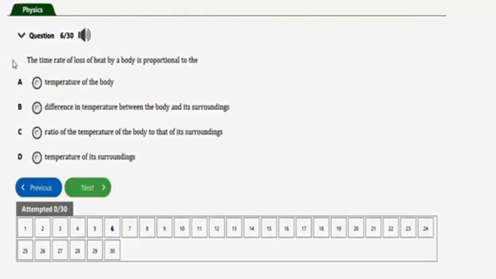It says the time rate of loss of heat by a body is proportional to the dash temperature of the body, difference in temperature between the body and its surrounding, ratio of the temperature of the body to that of surroundings, temperature of the surroundings. So guys, the correct option to this question is option B, which is difference in temperature between the body and its surroundings. That's it for this particular question. The next repeated question I have here is this one.